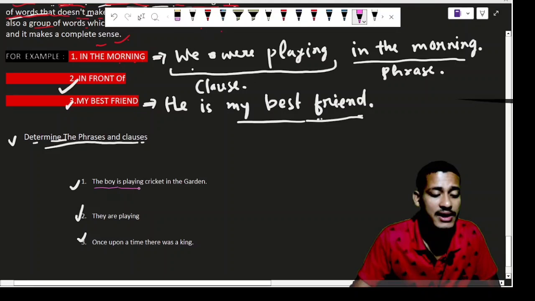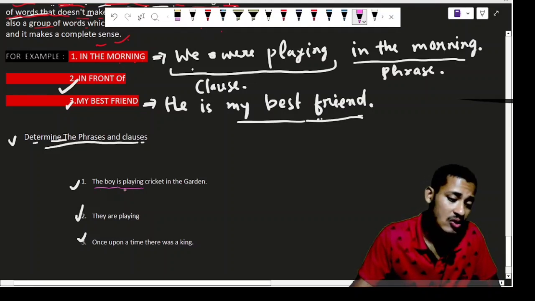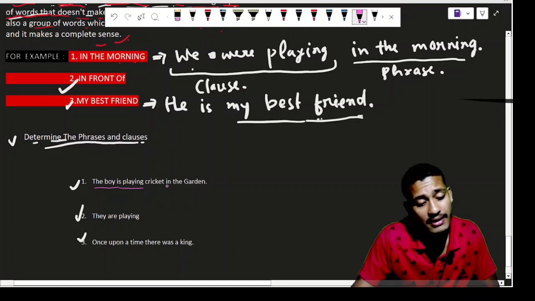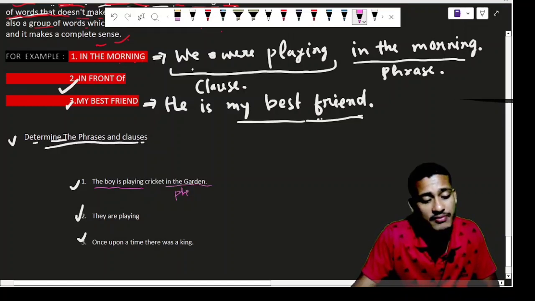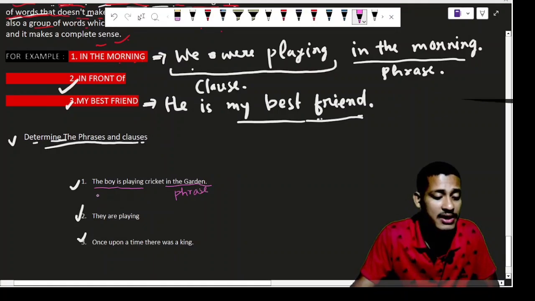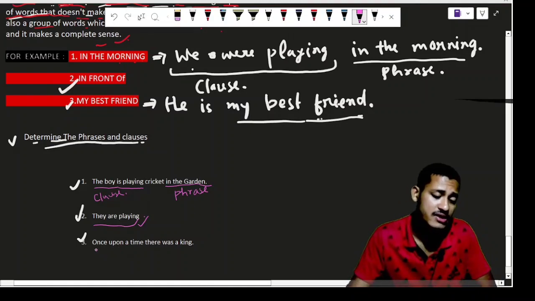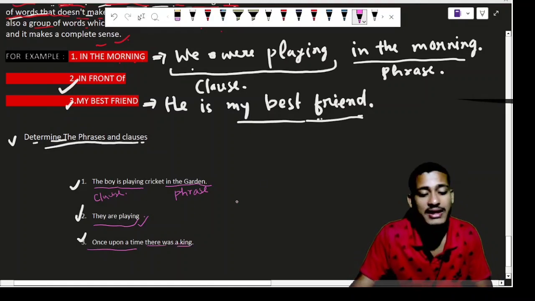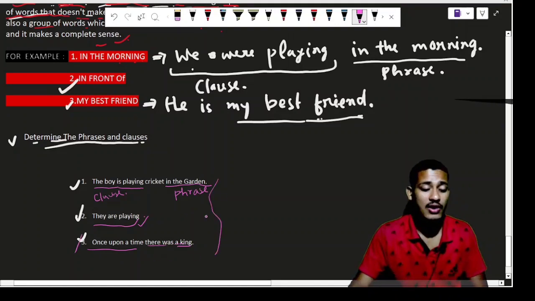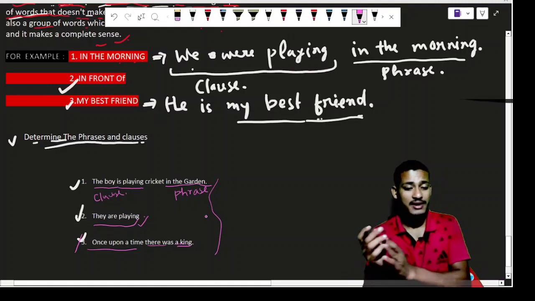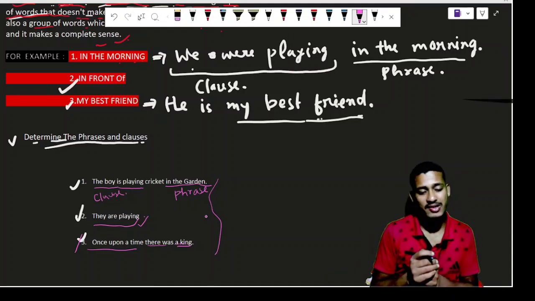The boy is playing, the boy is playing, ये एक clause है, right? And in the morning, this is a phrase. And the boy is playing, this is a clause. They are playing, this is a clause, and this is a sentence also, right? Single clause, single sentence. And once upon a time there was a king. You can find phrases and clauses in a sentence.